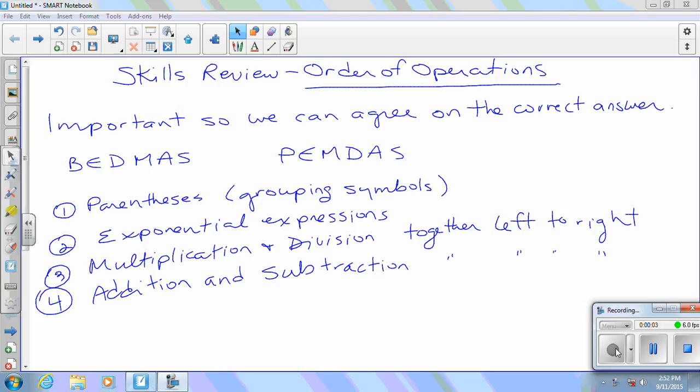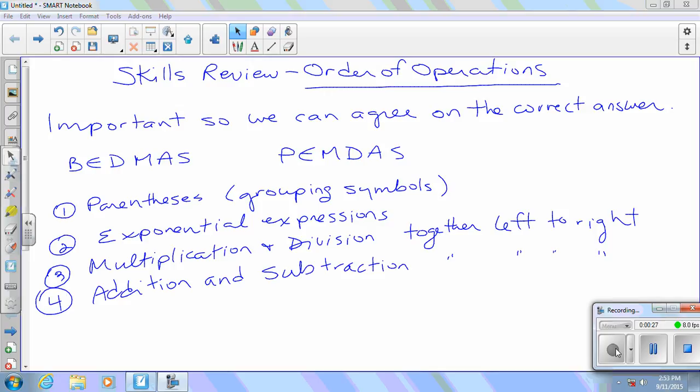In this lesson on skills review, we're going to look at the order of operations. And the reason why it's important is that if there is more than one operation in an expression or an equation, we need to be able to agree on which order to do the operations in so that we all have the same answer.